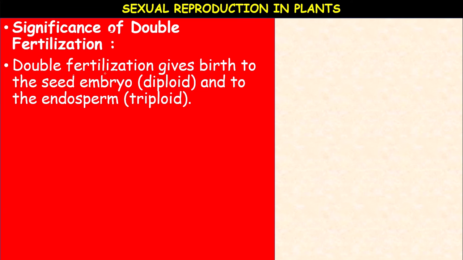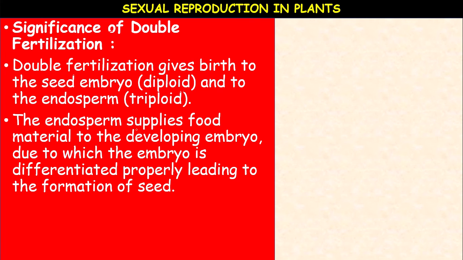Next, what is the significance of this double fertilization and triple fusion? It is a unique or characteristic feature of the flowering plants, angiospermic plants. The central cell after triple fusion becomes the primary endosperm cell, PEC, and develops into the endosperm, while the zygote develops into an embryo. So, what is the significance? The double fertilization gives rise to the seed embryo, which is diploid, and to the endosperm, which is triploid.